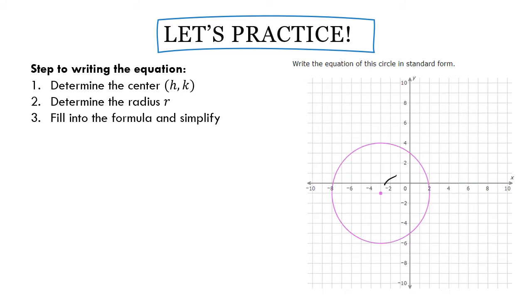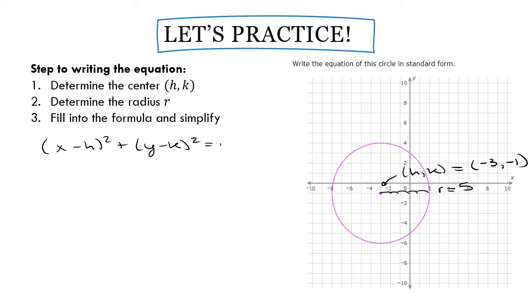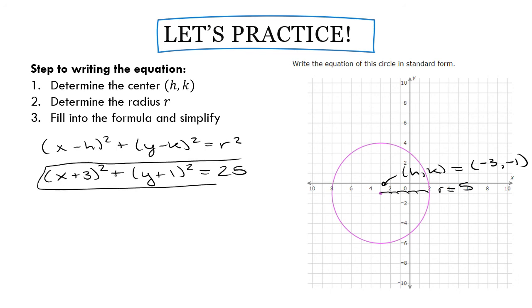Alright, let's try one more. (h, k) here is my center. That's going to be at (negative 3, negative 1). And then my r, I'm going to count from here, is going to be 1, 2, 3, 4, 5. So r equals 5. Let's fill into my formula. (x minus h) squared plus (y minus k) squared equals r squared. So that would be x minus negative 3 turns to positive 3. And then y minus negative 1 turns to positive 1. And that all equals r squared, which is 25. 5 squared is 25. And that's my final answer.